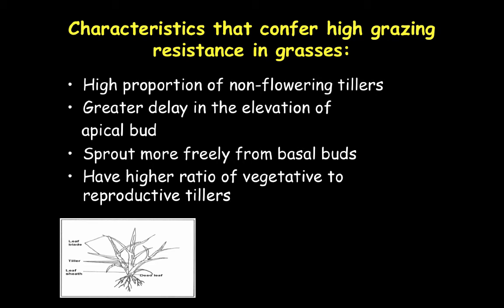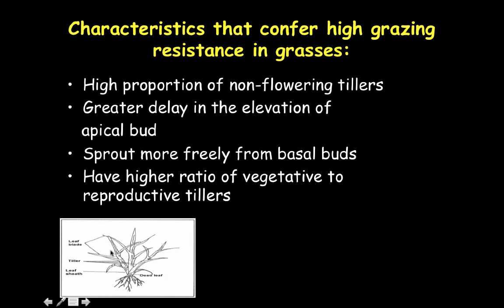Our grasses have developed a couple of different resistance mechanisms. So first of all, they're going to have a high proportion of non-flowering tillers. We're going to see greater delay in the elevation of the apical bud. So our apical buds are going to be the buds that are going to increase the tissue amount. So for example, this node right here, or this bud right here, is a growth point, so it's meristem. So it's actually creating new growth right here and pushing older growth towards the tip. So when we think about this in terms of grazing resistance, there's a greater chance for this top portion of the plant to be grazed by an animal compared to this lower portion.